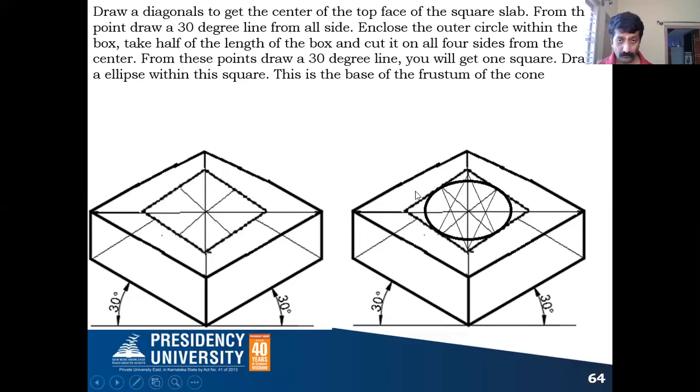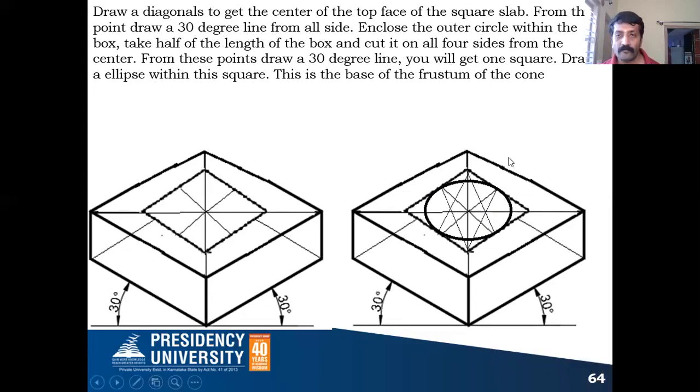After this, what you have to do? From this corner, you draw a line exactly at the midpoint of this side. From the same point, you draw a line exactly at the midpoint of this. Similarly, from this corner, you draw a line exactly at the midpoint of this edge. From same point, you draw a line exactly at the midpoint of this side. So you will get 4 points, 1, 2, 3 and 4 points you are going to get. So these 4 points you have to use and you have to draw the ellipse.